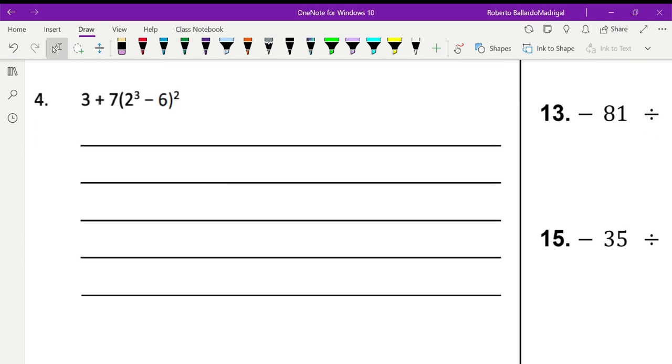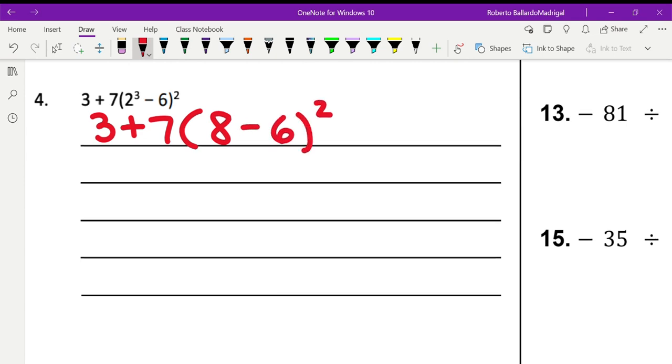All right, and then the last one. So for this one, you have to keep in mind that when you start with parentheses, and there are a bunch of operations inside of the parentheses, you restart PEMDAS inside of the parentheses. So what will the first step be? Inside of the parentheses, what is the first step, Lila? The exponents. So that becomes 3 plus 7, parentheses 8 minus 6 squared.